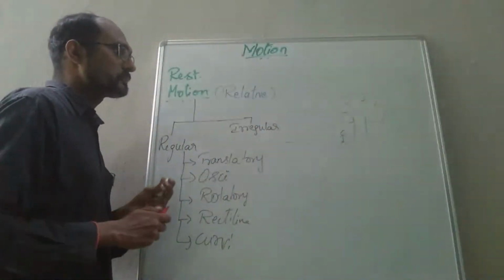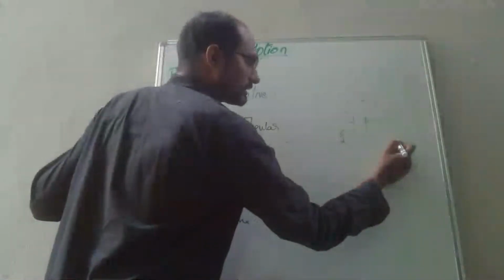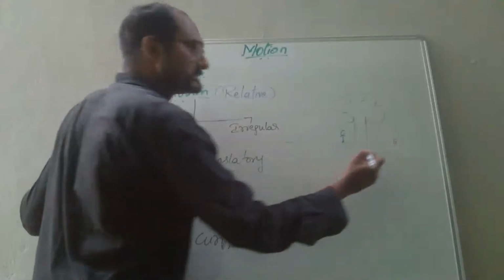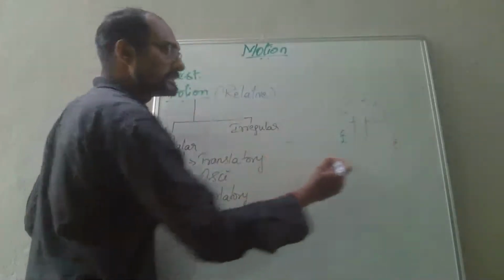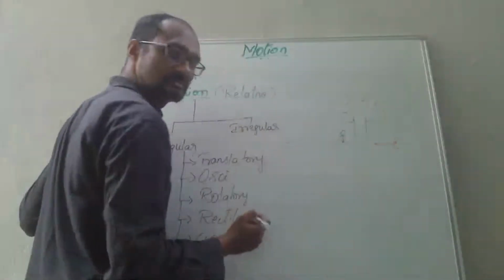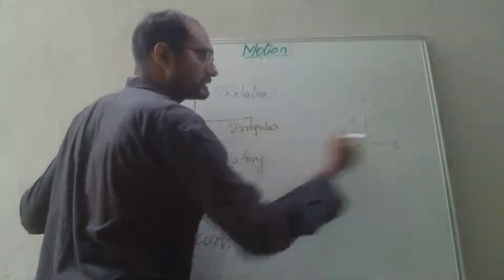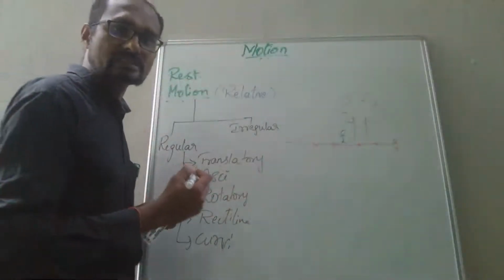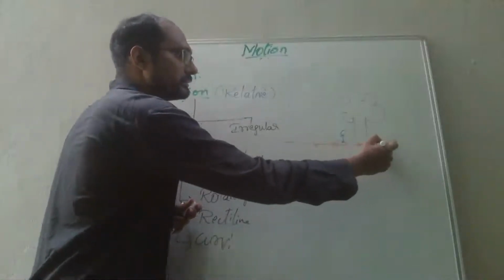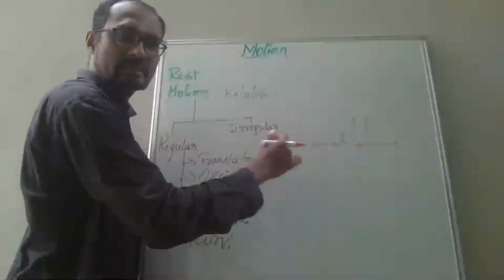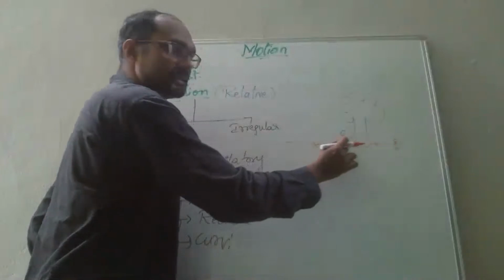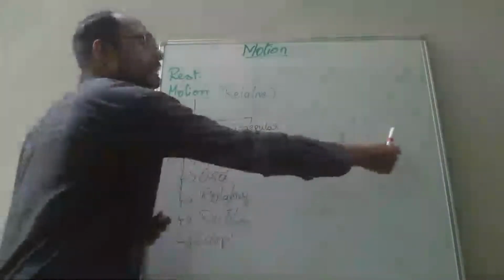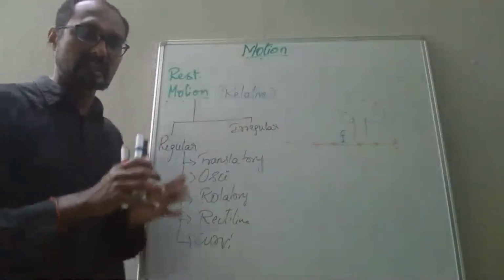Now if there is a kid who is running, at the beginning of the time of observation, say at the 0th second, he is here. After 1 second, he came all the way till here. After 2 seconds, he is here. After 3 seconds, here. 4 seconds, he was here. So after every 1 second, the position of the boy with respect to his immediate surrounding, that is the tree, is changing. As the position of the boy is changing with respect to the stationary surrounding, we say the boy is in motion. So this is the difference between rest and motion.